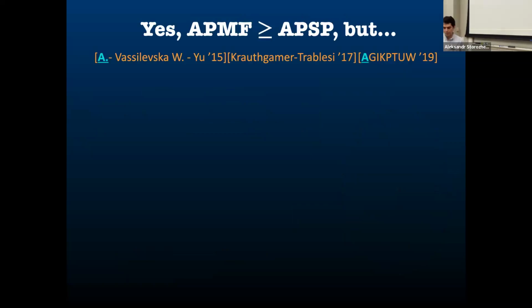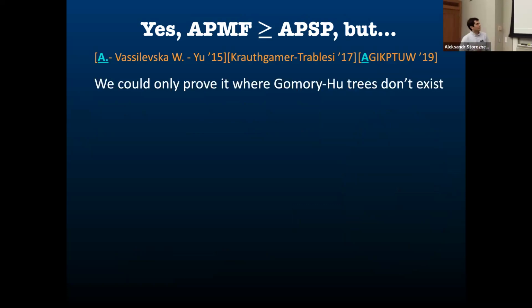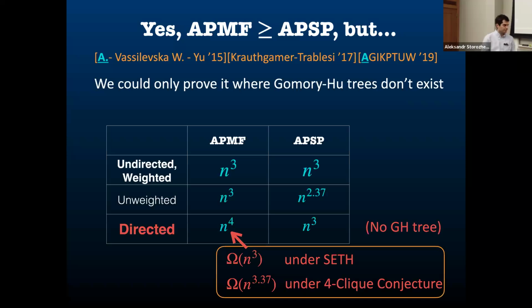So, yeah, I've thought about this since I was a first year PhD student, and we did come up with some proofs. In particular, we did show that APMF is harder, but actually only in directed graphs. And if you remember from a few slides ago, directed graphs are not that interesting because the Gomory and Hu result doesn't apply there.